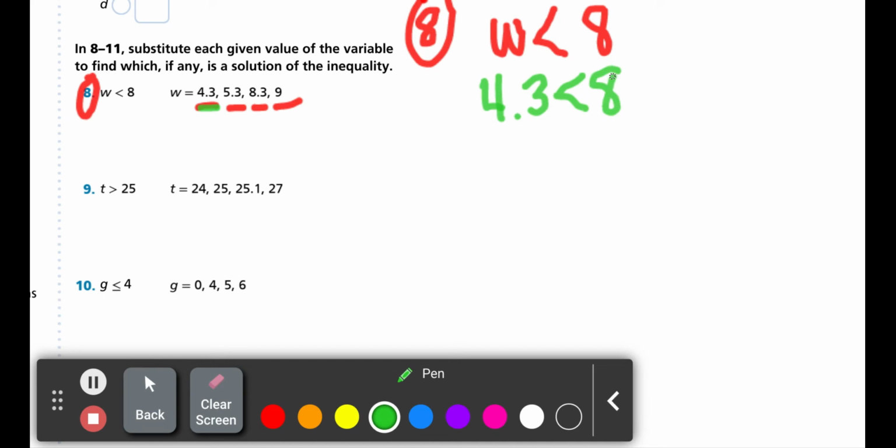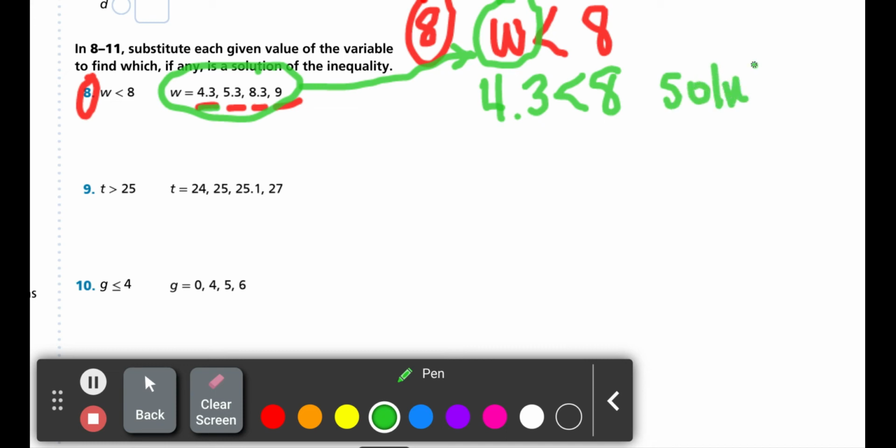The only thing that we're changing is that W, because now they gave us values for W. So we're taking that value for W and we're plugging it into the inequality. So is 4.3 less than 8? Is that a solution to the inequality? Yes, it is. It's a solution. I'm going to write solution. That way we're getting more used to using that word solution.